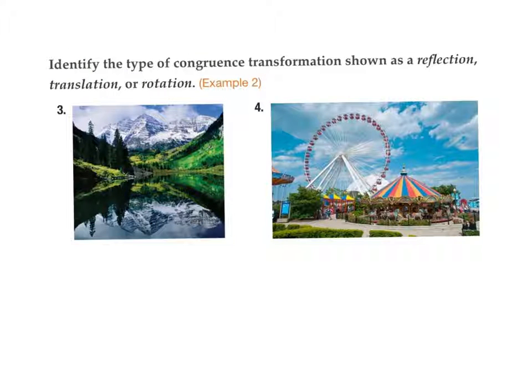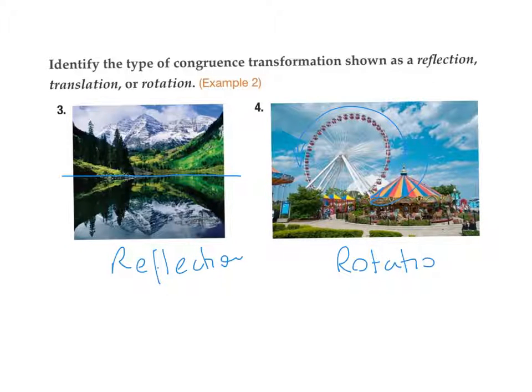So real life pictures to again find out whether it's a reflection, a translation or a rotation. Love this number 3, look at that beautiful picture. But again, if you think about it, you've got a line of symmetry here. So this is a reflection. And obviously this Ferris wheel, you know it's going in that direction, could be going in the opposite direction, it doesn't matter, but that is obviously a rotation. Everyday items that you will see, translations.